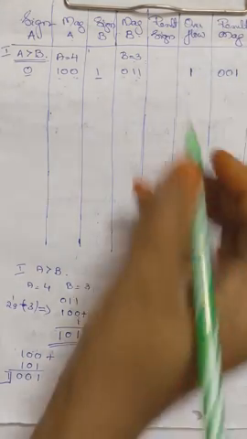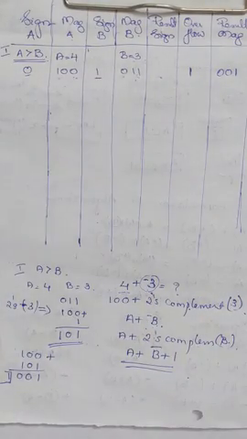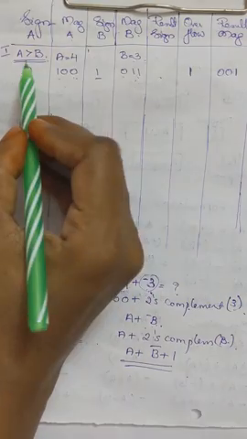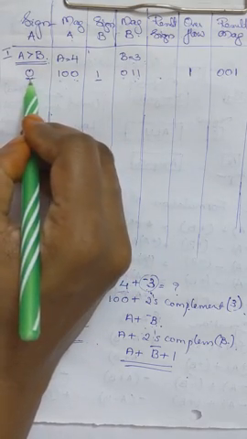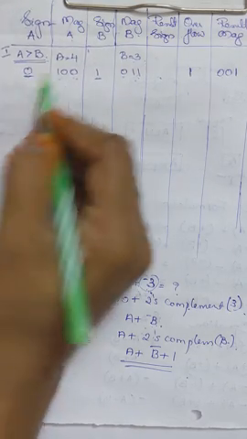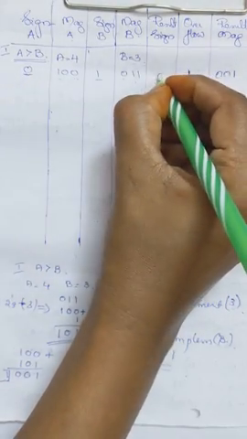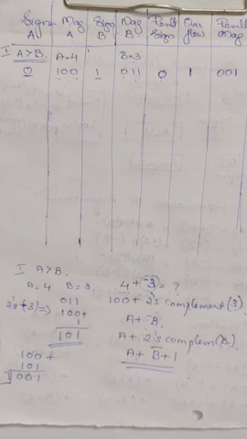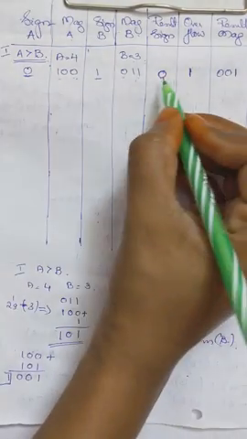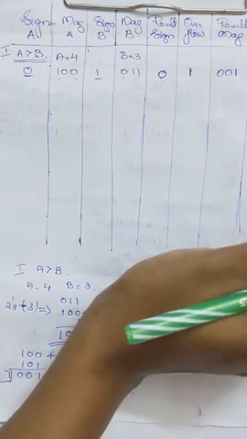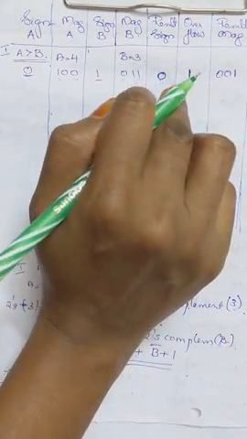Now what is the sign? Since A is greater than B, the sign register of A will be the resulting sign based on the principles. Based on the addition and subtraction principle, if A is greater than B, the sign of the A register will be there in the result also. It will be the same.